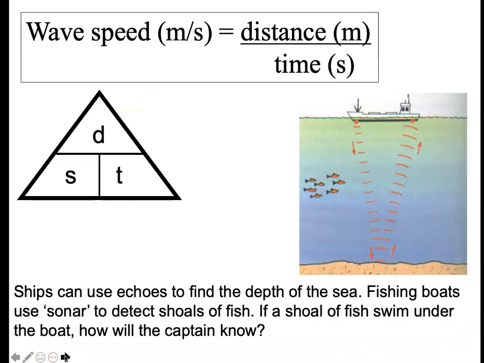Okay, the second equation is wave speed is distance divided by time. Speed again in meters per second, distance is in meters, time is in seconds. If you have questions where they give you distance in kilometers, you need to convert that into meters. And if time is given in minutes or hours, you need to convert that into seconds.